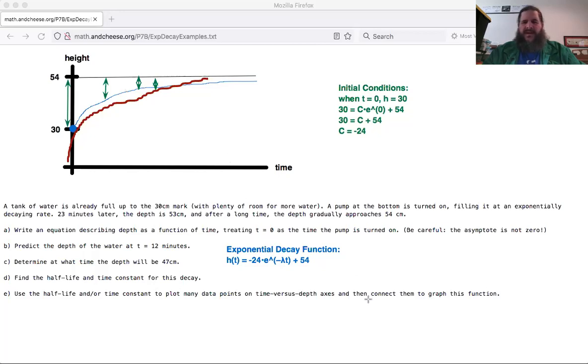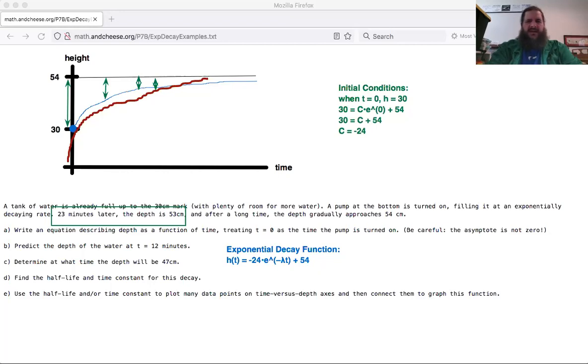And it looks like we have one last unknown. We still don't know lambda. How could we figure out the value of lambda though? What's one more piece of information we have that we haven't used yet? Yeah, we have one more data point. We are told by the problem that 23 minutes later, the depth is 53 centimeters. So we can use that as another data point. Fill in 23 for t, fill in 53 for h, and let's see what we get there.